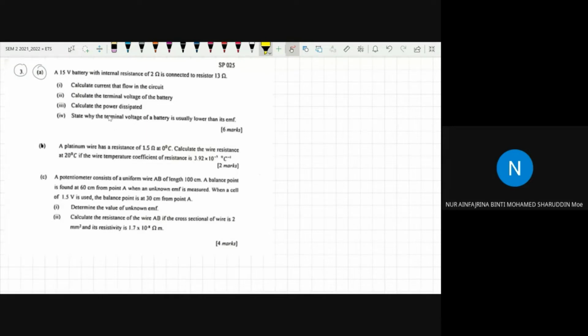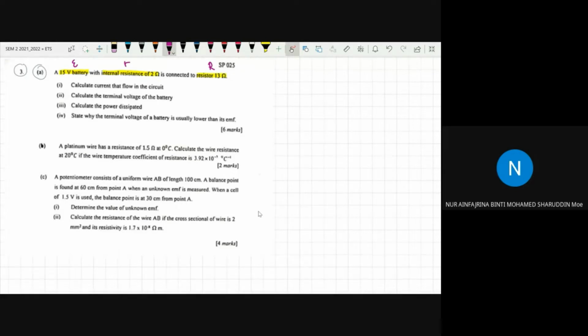So dia cakap, a 15 volt battery. So 15 volt battery ini, apa dia? Adakah dia EMF ataupun potential difference awak? EMF. Very good, EMF, with internal resistance. Okay, remember, internal resistance kita tulis dia sebagai r kecil. Connected to a resistor of 13 ohm.